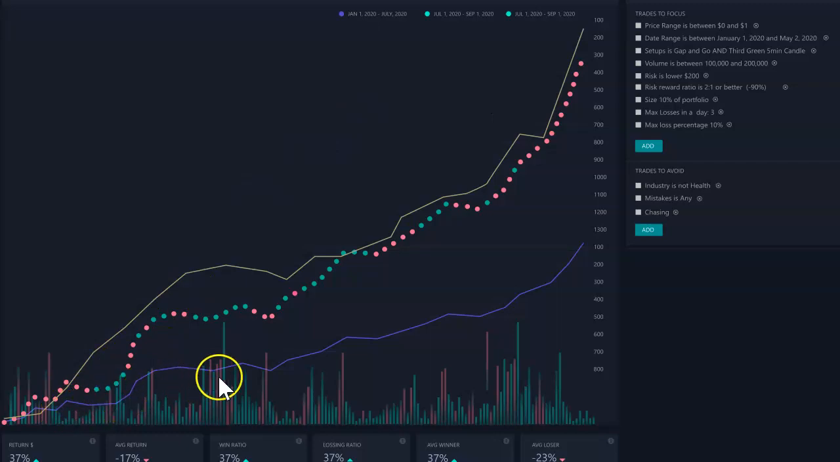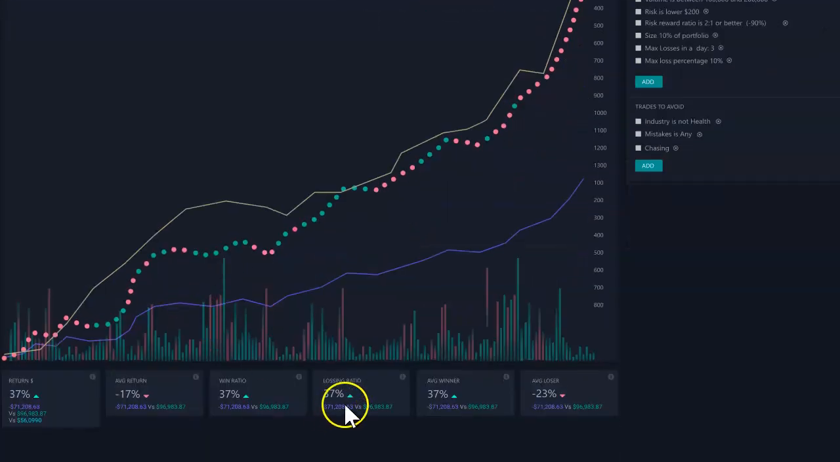Now the purple line represents how I was doing before this plan. So it gives you an idea of the cumulative return of how you were doing before, how you're doing now following your plan or with your plan, and how you would possibly be doing if you were following your plan for each and every trade. That's the yellow one.